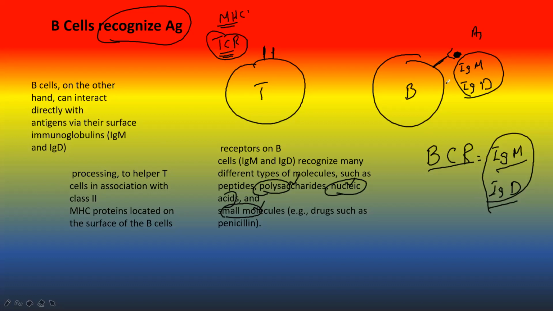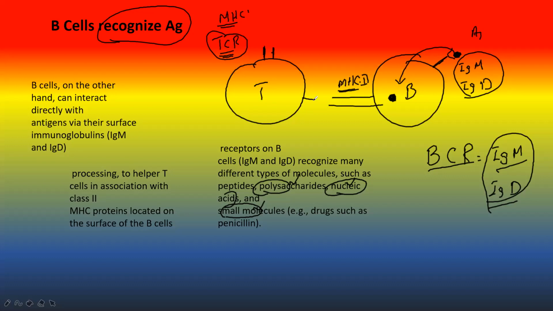Now what is the B cell doing? There are two pathways here. The B cell takes this antigen inside. Now the antigen is inside the B cell, and the B cell gives the antigen to the T cell. How does the B cell give the antigen to the T cell? What is that protein? Do you remember MHC2? The B cell uses MHC2 protein to interact with the T cell receptor.